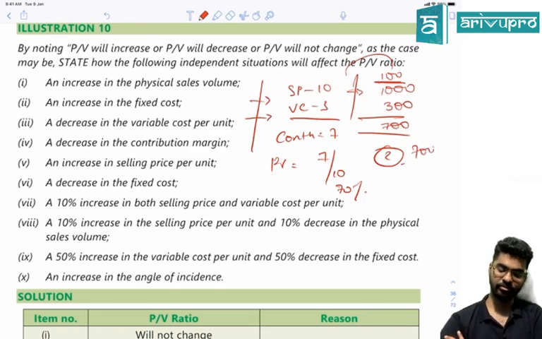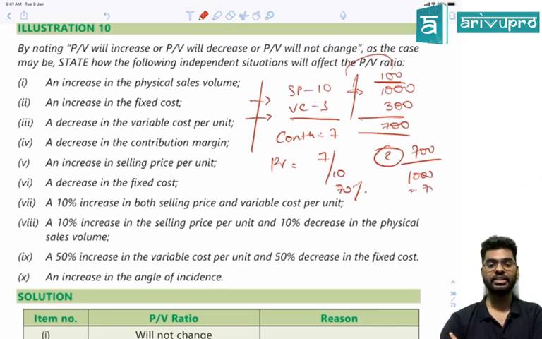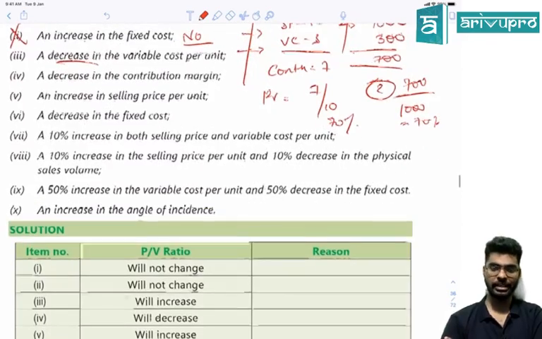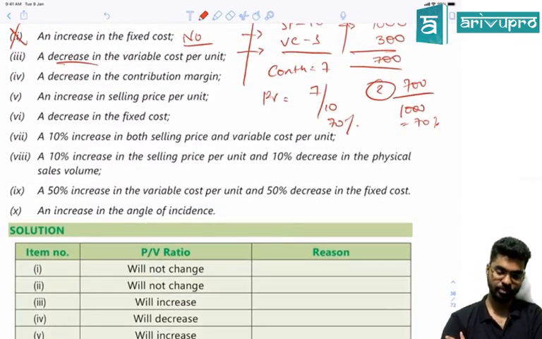So that's the answer. If there is an increase in fixed cost, will there be a change in the PV ratio? Does fixed cost and PV ratio have any effect? The answer is no, there won't be any change. If there is a decrease in variable cost, what will happen? If variable cost decreases, my contribution will increase, therefore my PVR will also increase.